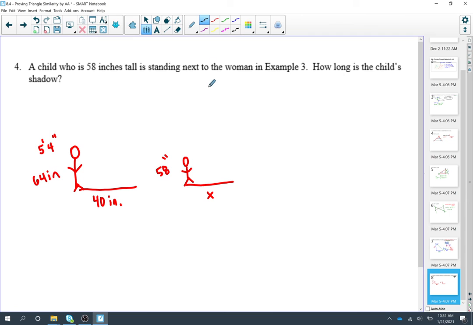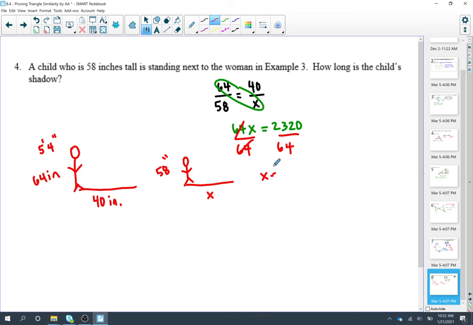I have 64 inches, which is the height of the woman, that corresponds to 58 inches, which is the height of the child, and then 40 inches, which is the length of the shadow, which corresponds to x inches, which is the length of the child's shadow. I'm going to cross multiply again. So 64x equals 40 times 58, which is 2,320. Then I'm going to divide both sides by 64.